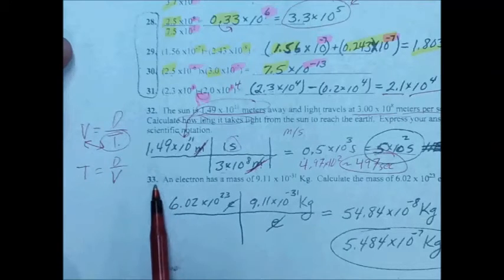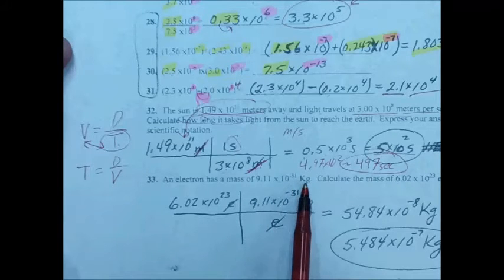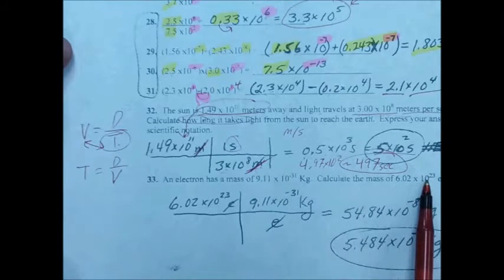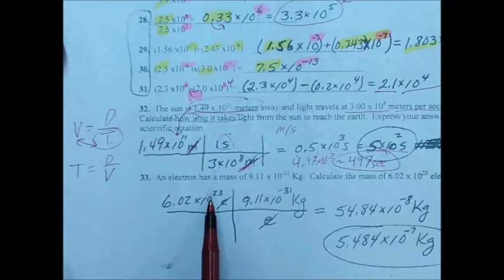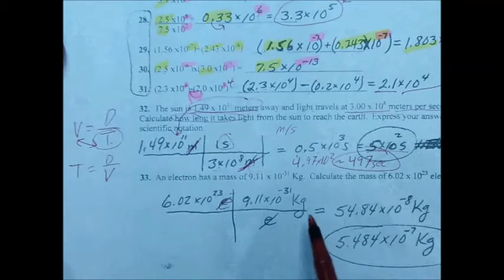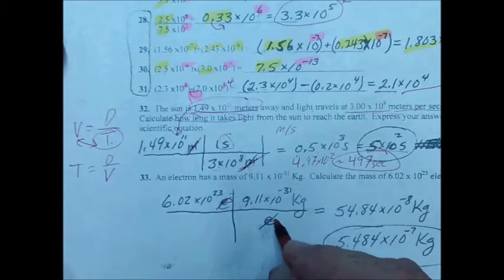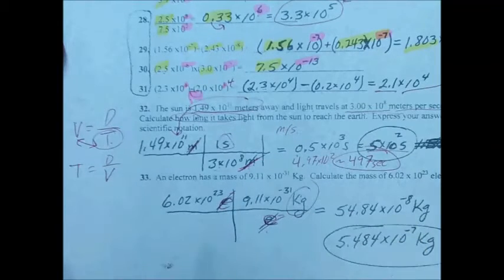An electron has a mass of 9.11 times 10 to the negative 31 kilograms. What is the mass of a mole of electrons? So here we have 6.02 times 10 to the 23rd electrons. So we just have our little e negative sign. And this is kilograms per electron. So the electrons cancel and it leaves us with kilograms.